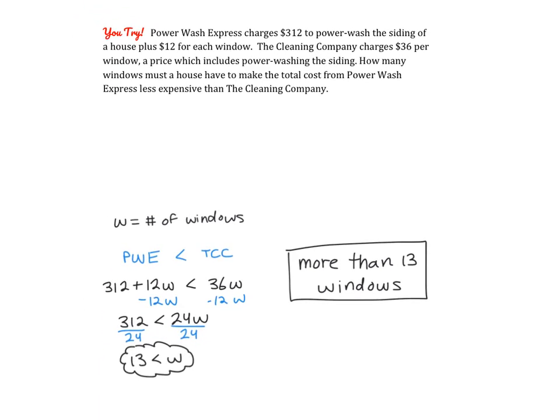Okay, so here I define W as the number of windows because they ask how many windows. And then they want to know when the total cost from Power Wash Express to be less expensive than the cleaning company. So here's how you can describe Power Wash Express. $312, which is the flat cost, plus $12 per window, and the cleaning company charges $36 per window. So if you solve, you see that we get W is greater than 13. If it helps to write it the other way, that might be useful. So that means that they need to have more than 13 windows for this company to be cheaper to hire.